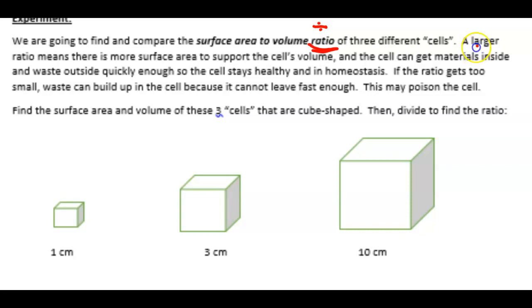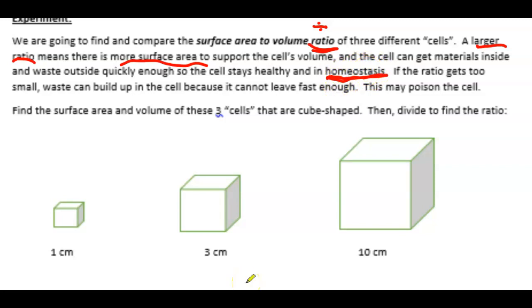Okay, a larger ratio means there is more surface area to support the cell's volume. So there's more doorways. And the cell can get materials inside and waste outside quickly enough so the cell stays healthy and in homeostasis. This word, homeo, means same. So the cell wants to be the same status, the same salt, the same water all the time.